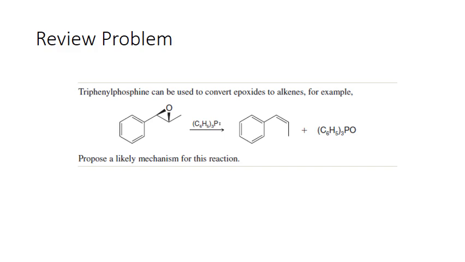Oxaphosphetane decomposes to alkene with the formation of triphenylphosphine oxide.